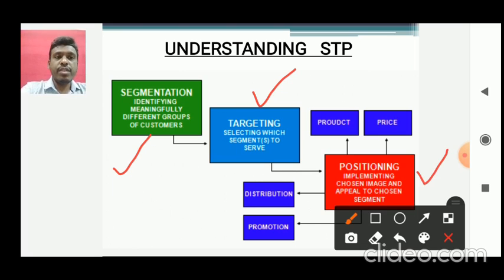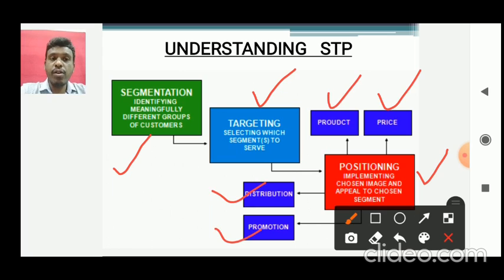Lastly, what is positioning? Positioning is basically implementing the chosen image and appeal to the chosen segment. That is, how our company should be, what the customer should feel about our product, what the customer should feel about our company. This is what we have to put into the minds of the customer, and this happens through your 4 P's. How is your product, what is the price range, what is the distribution pattern, and what is the promotion. So using these 4 P's you can position your product.